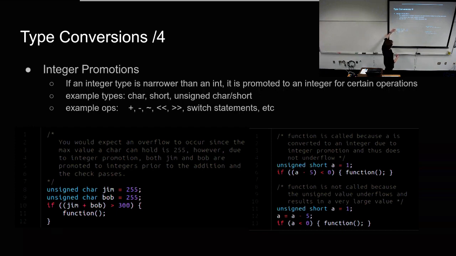So there are 2 examples. Let's look at this first example here. In this case, you're adding these 2 together and then checking if the sum is bigger than 300. So what have we learned? An unsigned char's max value is 255. So adding these 2 together, from what we've talked about so far, should cause an overflow, result in a very small number, and thus not pass this check. In reality, however, they're both implicitly cast to integers, which are 4 bytes in size. So temporarily, this can hold a larger value, and it actually passes this check and calls the function.